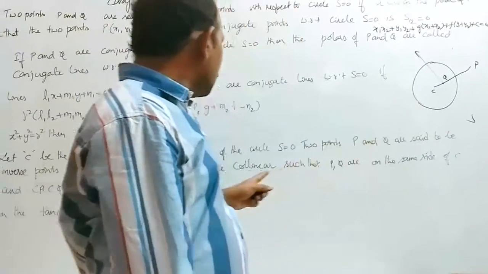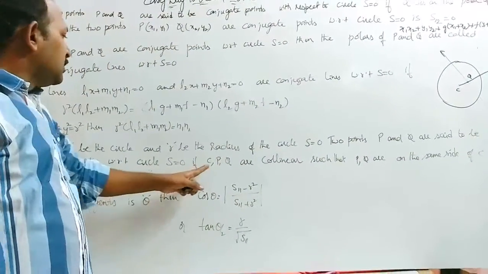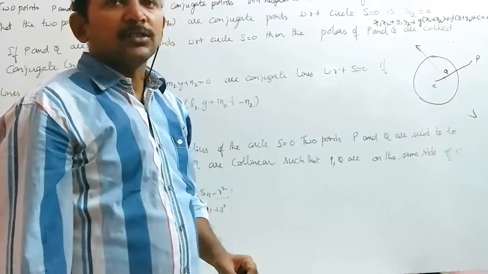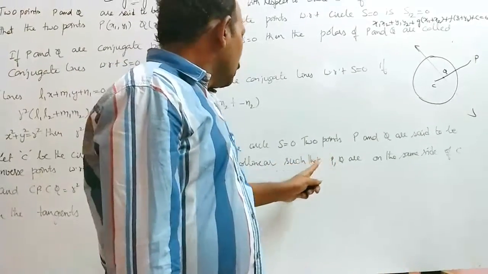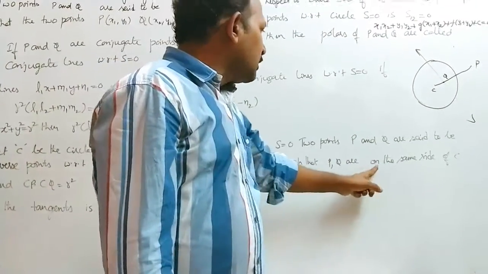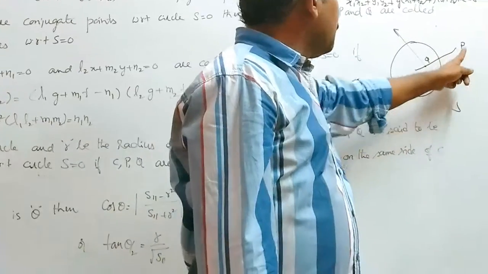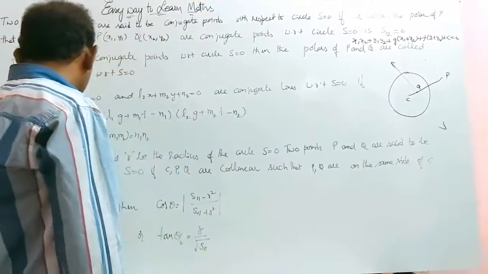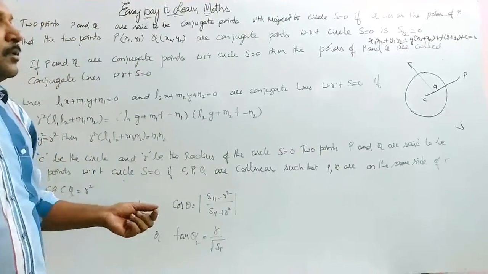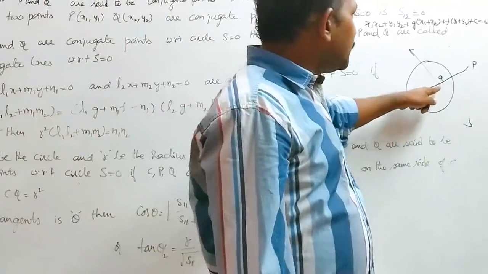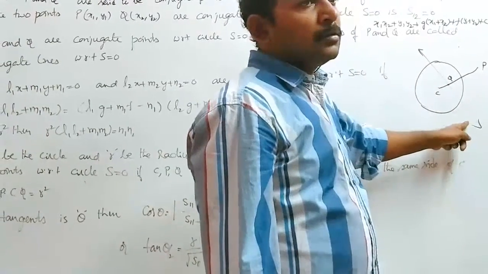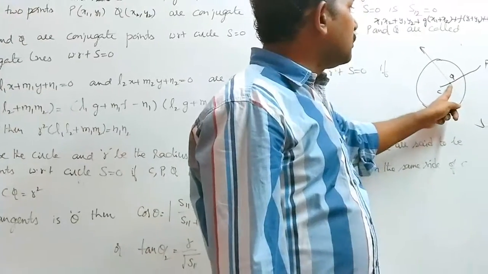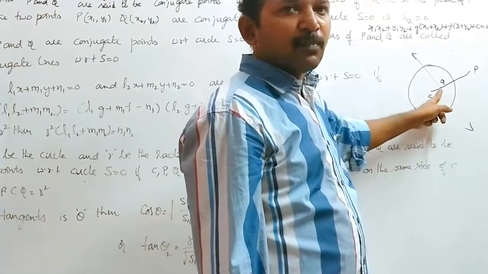Here let us discuss the conditions. C, P, Q are collinear, points on the same line, such that P and Q are on the same side of C and CP dot CQ is equal to R square. Here the point of intersection of the polar of P and the line joining CP is called Q, which is nothing but the inverse point of P.